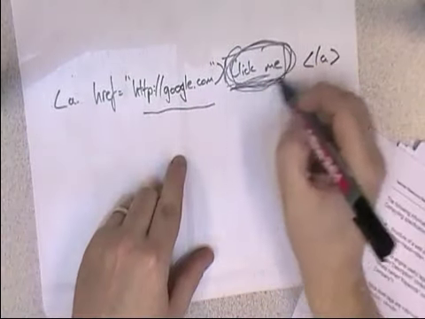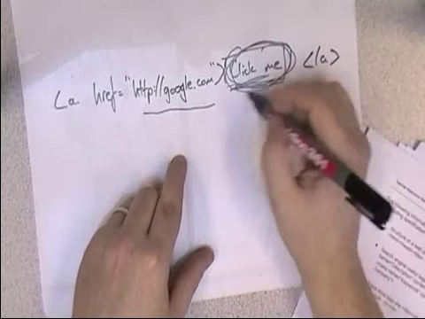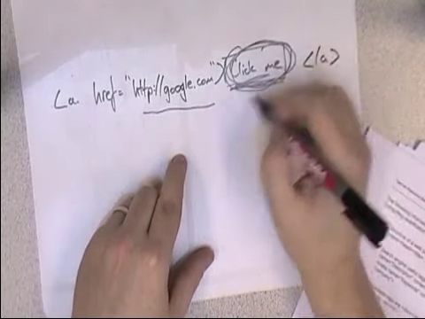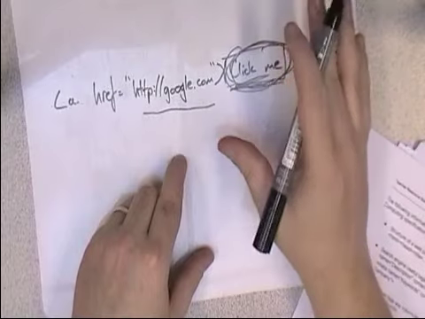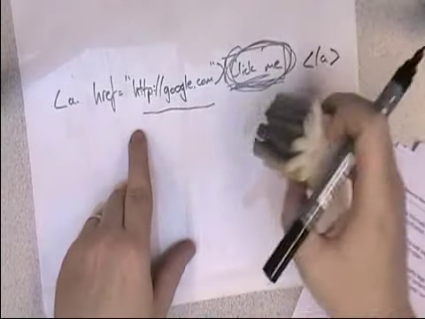Incidentally, you can put anything in here. You can put pictures in here. It doesn't have to be text. You can put all sorts of things in here, make them clickable. That's really straightforward, and you can put any kind of website address in here.